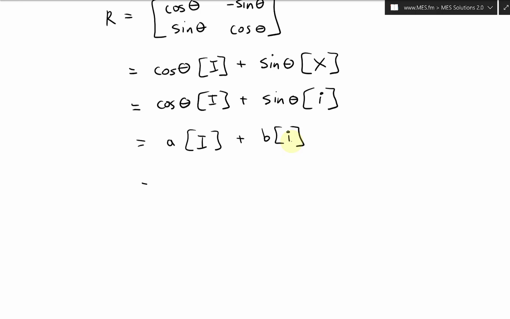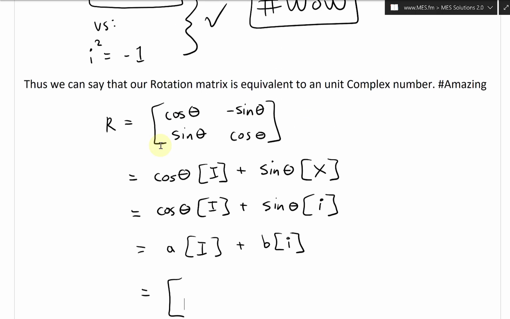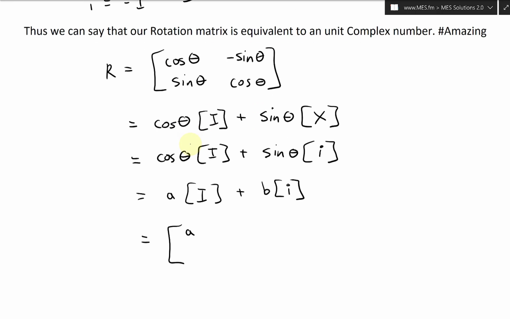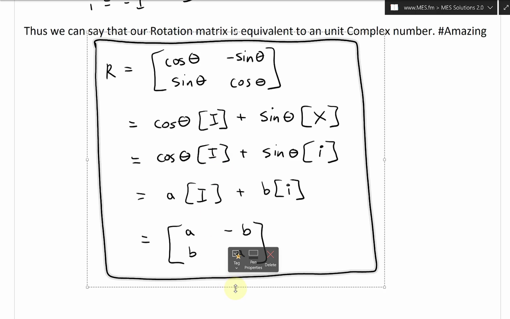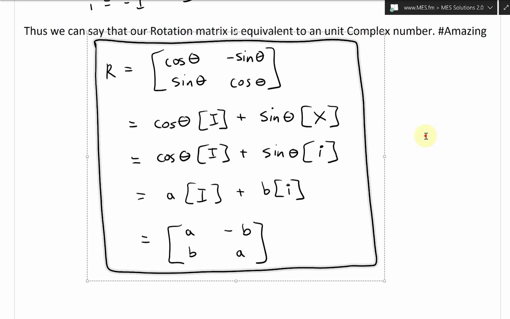And now you could write this again. This is the identity matrix, and there is the imaginary matrix. And then when you plug in those inside, cosine is just A, sine is just B. So we could write this as a matrix: A, negative B, B, A. Yes, absolutely fascinating stuff. So there's a whole bunch of ways of writing this rotation matrix, and relating it to the equivalent form of the complex number as a rotation matrix, which is quite amazing.